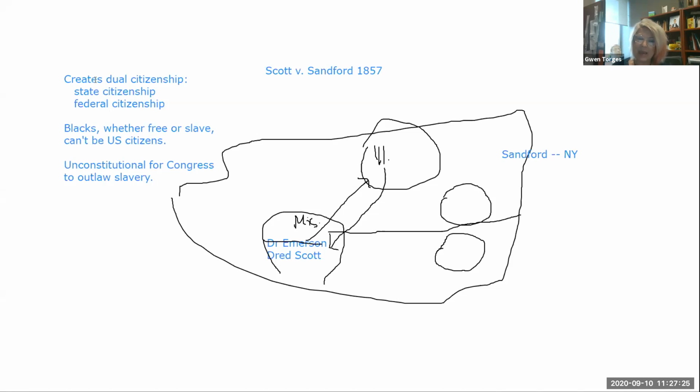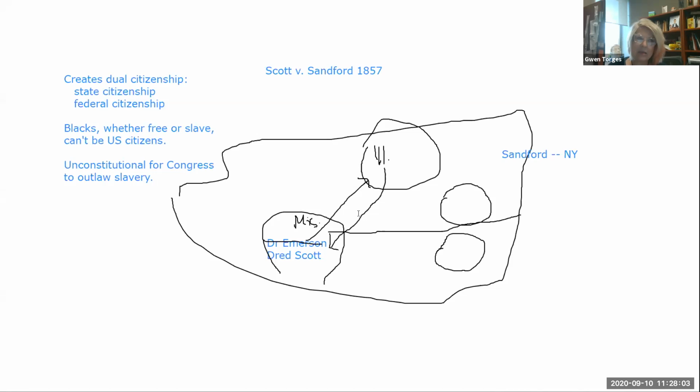So they can never be US citizens. Maybe they could be state citizens, but they can't be US citizens. So that took away the jurisdiction that the Supreme Court would have. But they also went on to say something else. They said, furthermore, even if we were going to allow this to go forward and say that he was a US citizen, he was never really free when he was living in Illinois, because Congress all this time hasn't had the power to outlaw slavery.